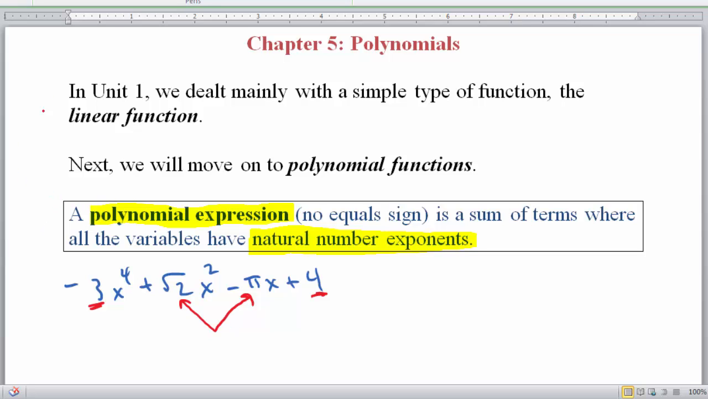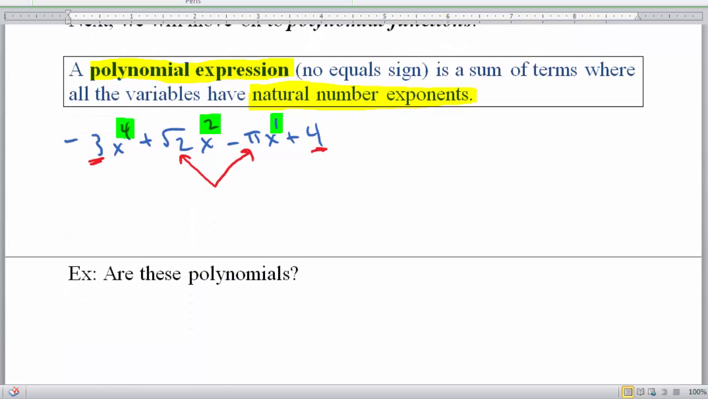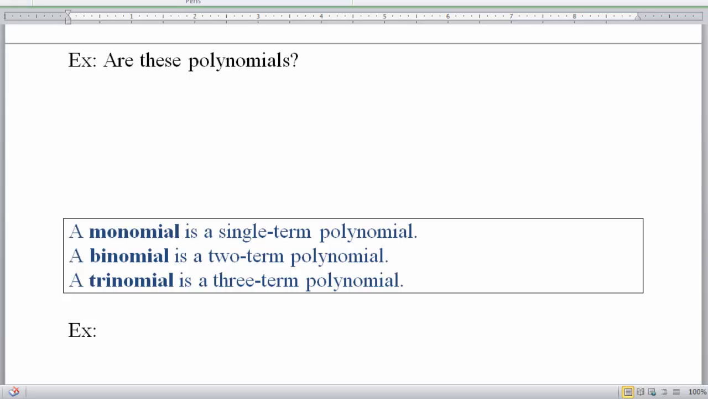The key is every exponent of a variable must be a natural number. And like that one there, you don't see it, but there's actually a 1 there. So in this case, the exponents are 4, 2, and 1. Therefore, that is a polynomial expression. So really what you're doing is just looking at the exponents of the variables, making sure that they are natural numbers. I gave you an example of a polynomial there. Probably a better question is, I'm going to give you examples of things that aren't polynomials and say why they aren't polynomials.